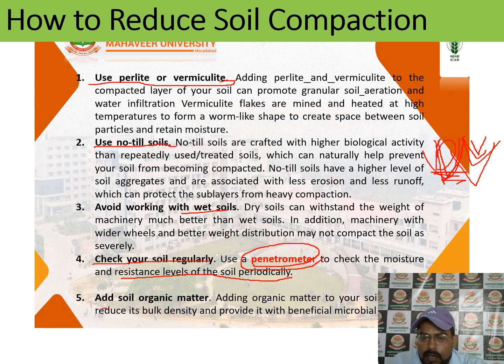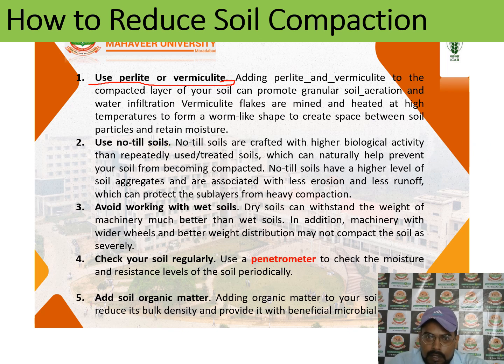Add organic matter to the soil. Organic matter increases the aeration in the soil and increases the water holding capacity in the soil. This is the one feature that is good for improving all the physical, chemical and biological properties of the soil. So these are the parameters for reducing the compactness in the soils.